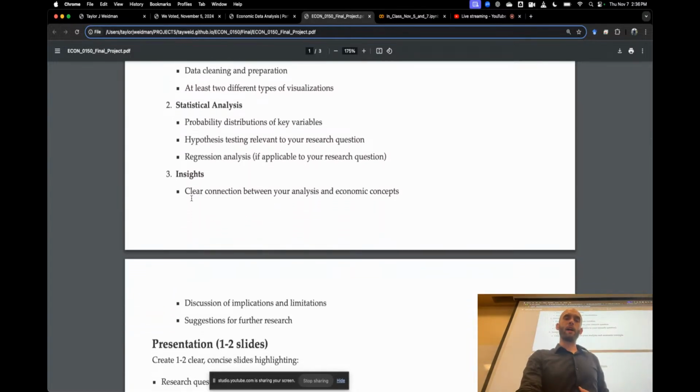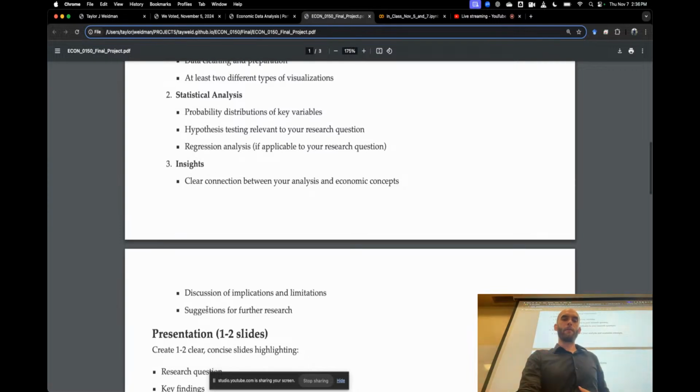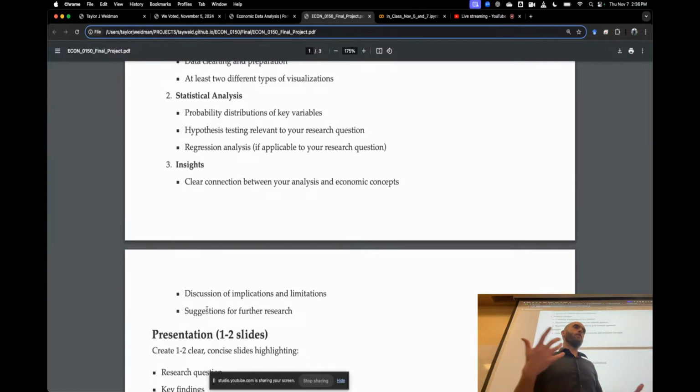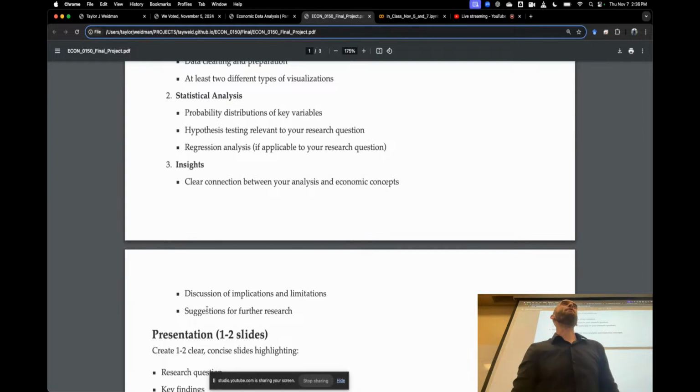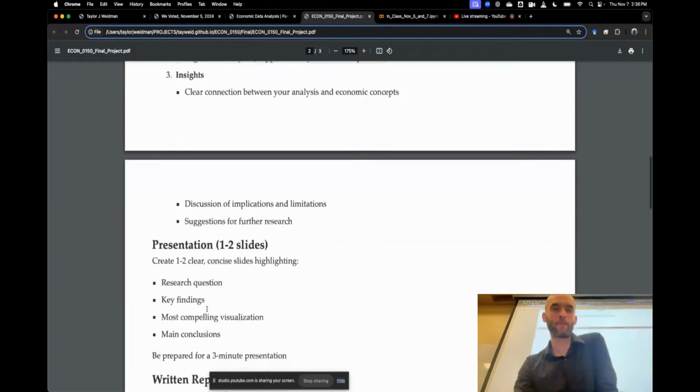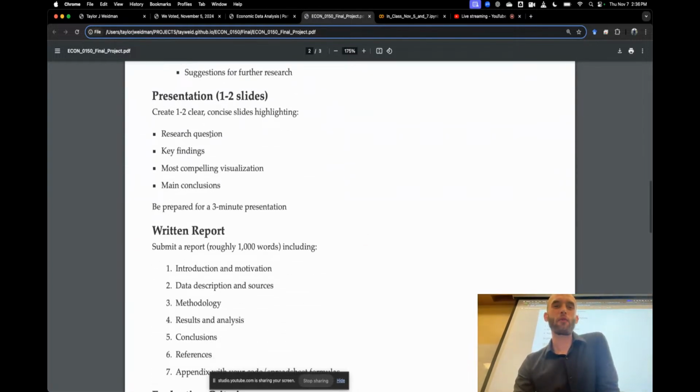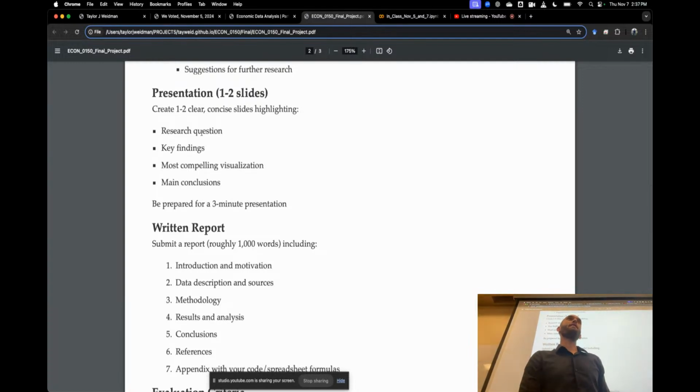And then can you describe what you're doing? Some of the insights, some of the things that your data is showing. So can you work with the data, and can you communicate with the data and communicate its importance? And then I'm looking for a presentation for, like I mentioned, in the final class period. This is like 1 or 2 slides. I really don't want more than that. And I don't actually want more than like 3 minutes.